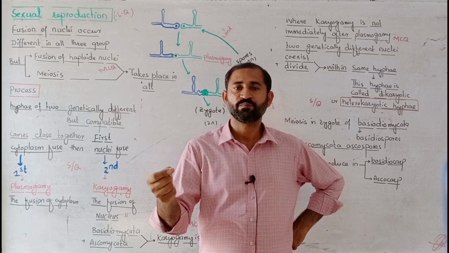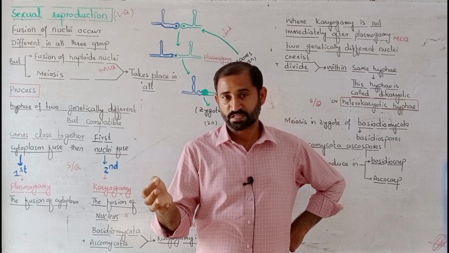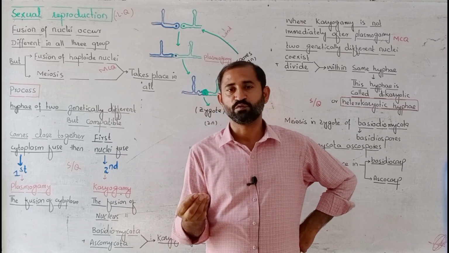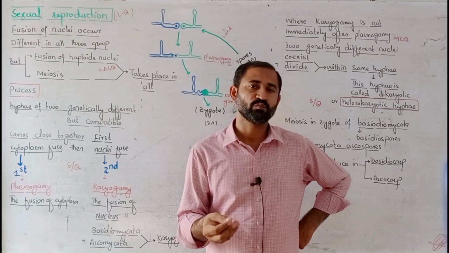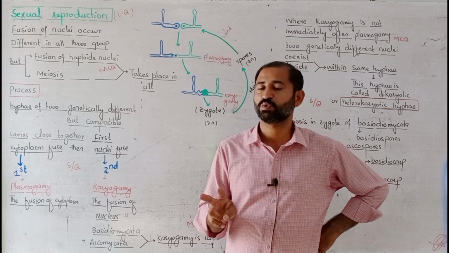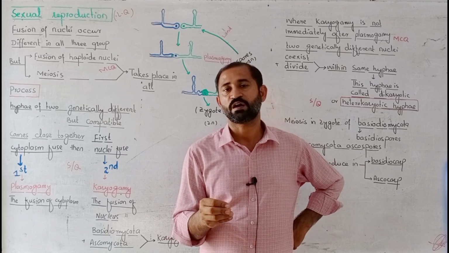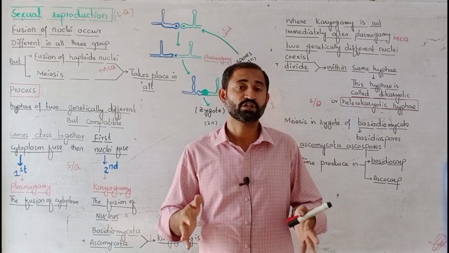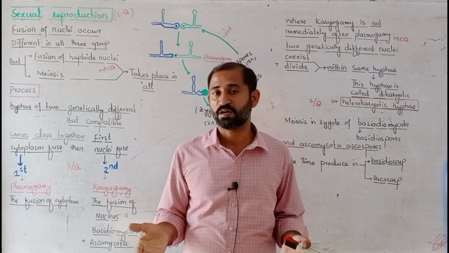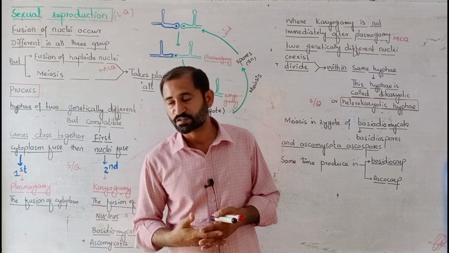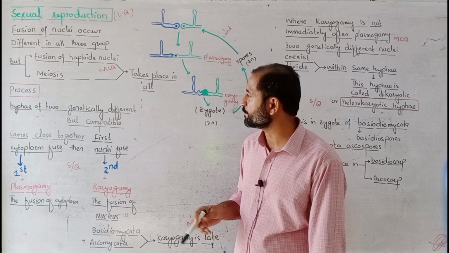Between plasmogamy and karyogamy, there are 2 different groups. In some fungi, for example zygomycota, the fusion of nuclei after plasmogamy takes place immediately. But in 2 groups, ascomycota and basidiomycota, the fusion of nuclei after plasmogamy does not take place immediately. It takes too much time after plasmogamy. So that is the difference between them.